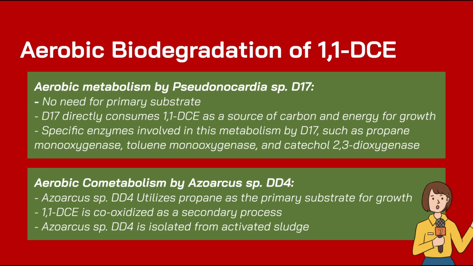In this metabolism by D17, specific enzymes are involved in the degradation of various chlorinated ethenes, including 1,1-DCE. These enzymes, such as propane monooxygenase, toluene monooxygenase, and catechol 2,3-dioxygenase, are typically associated with metabolic pathways rather than cometabolic processes. The aerobic biodegradation of 1,1-DCE by DD4 happens in a cometabolism process.